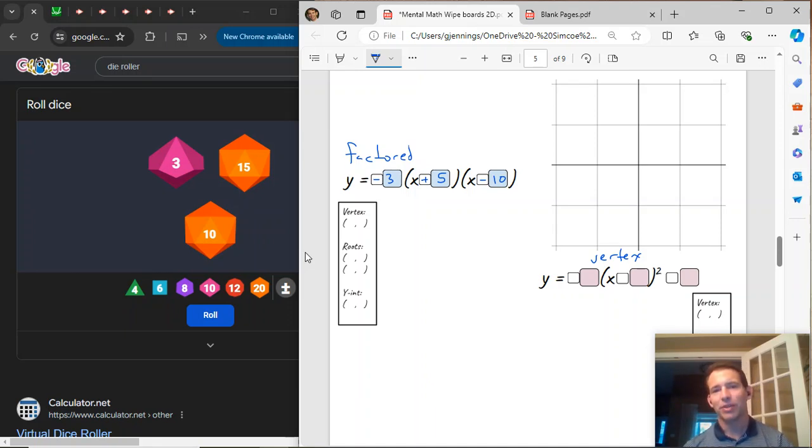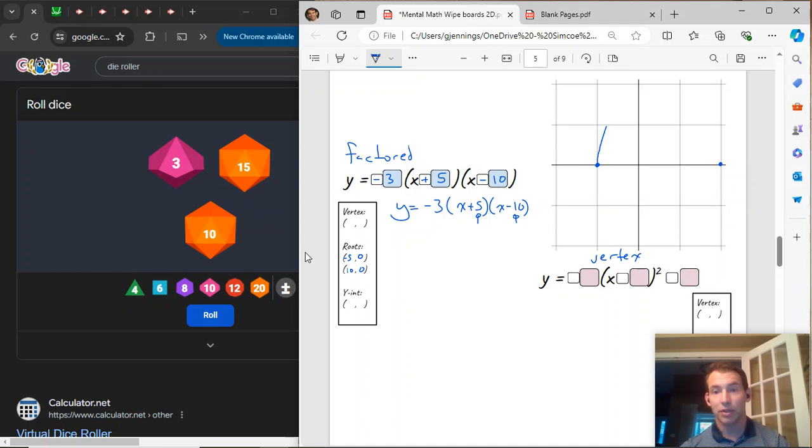All right. So now I want to be able to very quickly visualize this quadratic. Y is equal to negative 3 multiplied by x plus 5 multiplied by x minus 10. And I recognize that the roots are taking these values and flipping them. That gives you the roots. So negative 5, 0, and 10, 0 are the roots. So let's say that's negative 5, 0, and this is 10, 0. All right. And then this quadratic opens downwards.